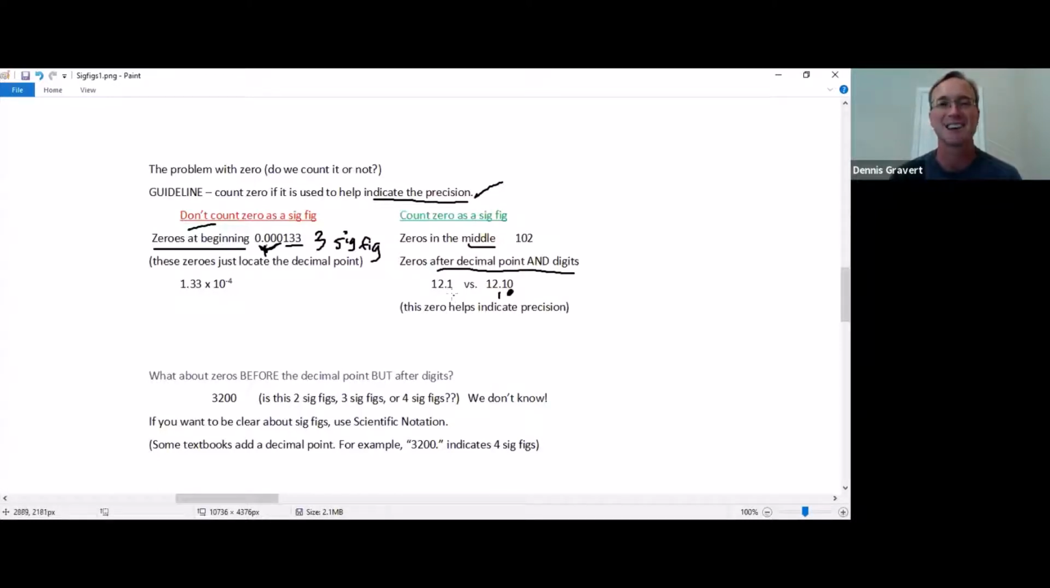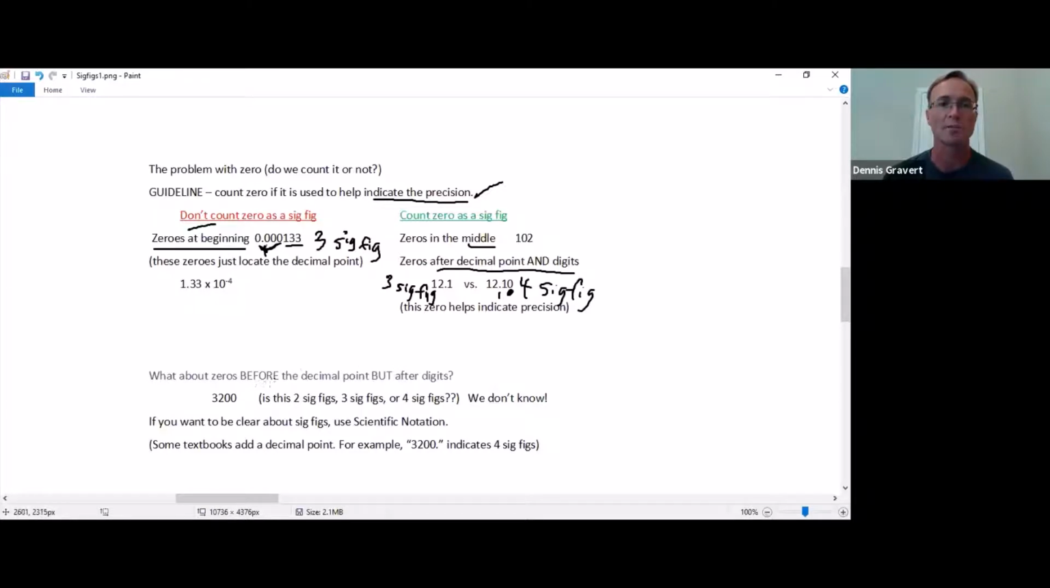12.10, not rounded off to 12.1. More precise. So, hey, that's the function of 0. Give us more precision. So, yes, we do count it. This number has 4 sig figs, whereas a 12.1 only had 3 sig figs. Yeah. Okay. It could be straightforward, but here's the problem.